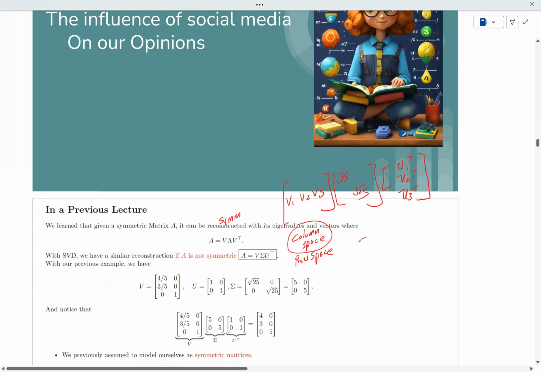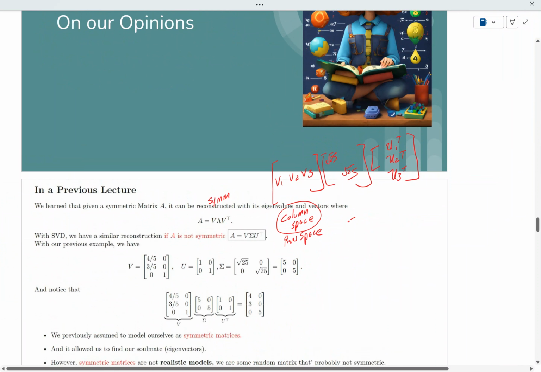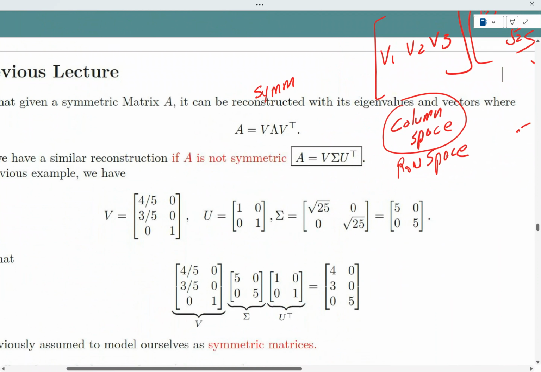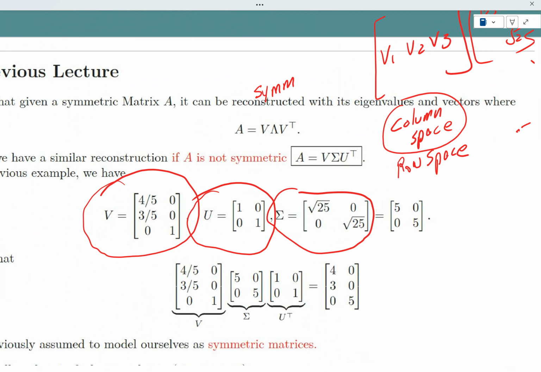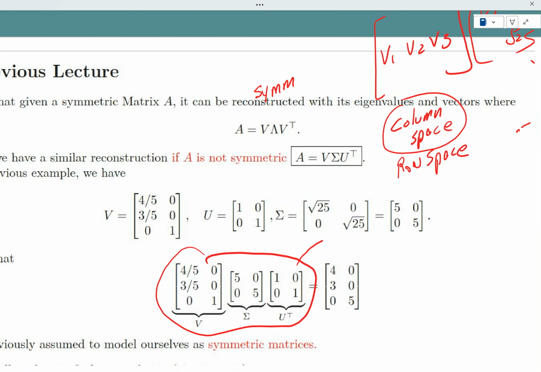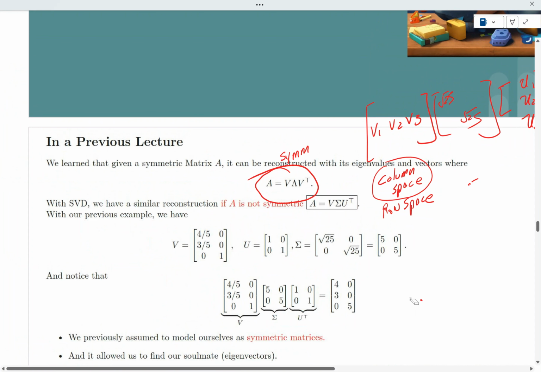Right. So this is the continuation of the practice question we just did. When you solve it, you end up solving for the column space eigenvector, then a row space eigenvector, and then the singular values. It turns out that if you simply multiply them together, it reconstructs the original matrix, just like the symmetric case. So this is the case when it's not symmetric.